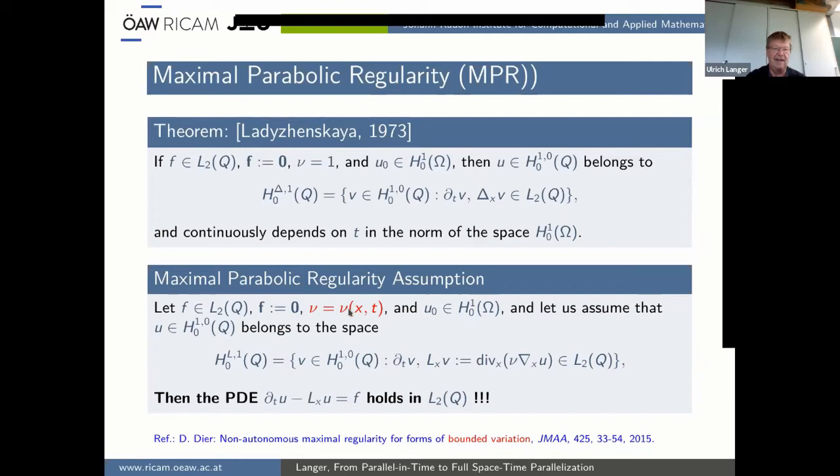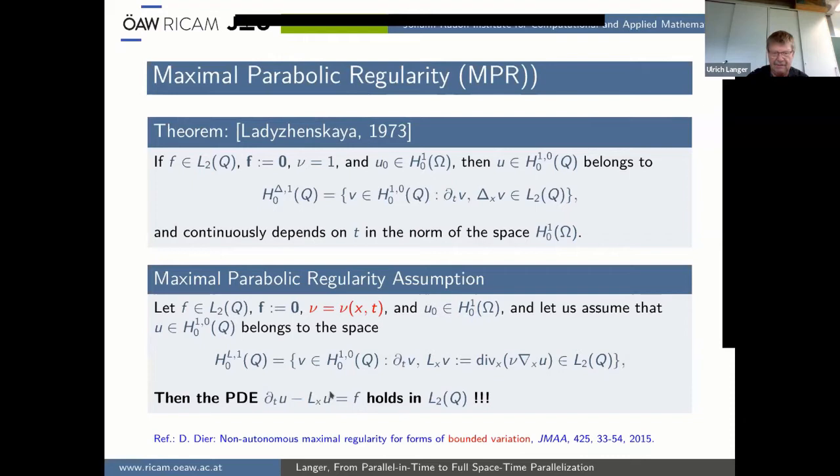And later on, Lions posed this question: under which conditions imposed on the coefficients do we have this result? This had a long discussion, and this was solved only recently, with exact conditions imposed on the coefficient by Dier in 2015. Namely, for almost all x, the coefficient must be of bounded variation in t. Then we have also maximal parabolic regularity. If you have maximal parabolic regularity, then you can write the PDE in L2 in some strong sense. Does not mean that the second order derivative exists, but in some strong sense.